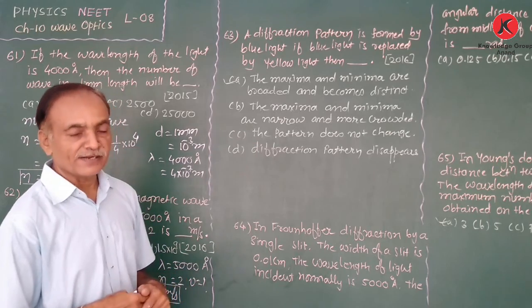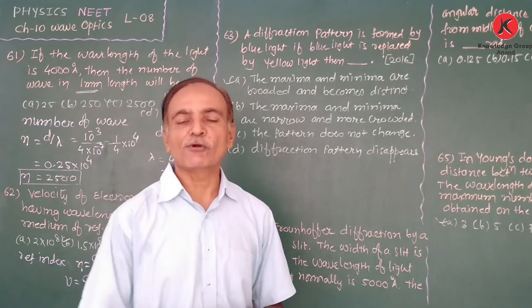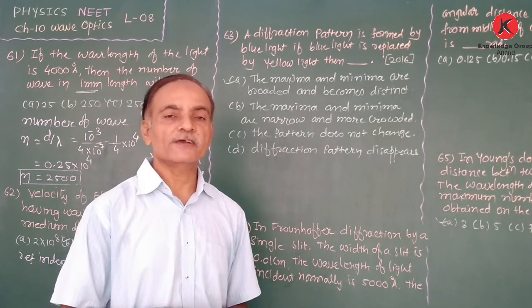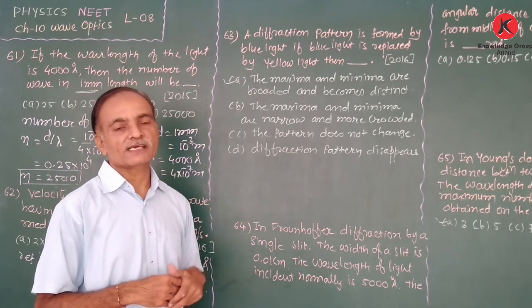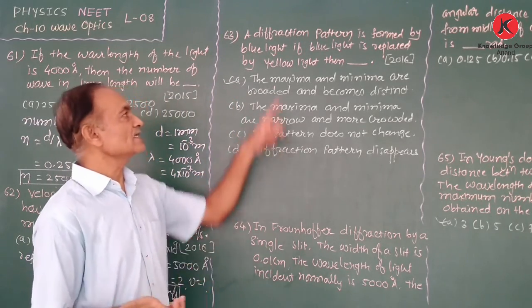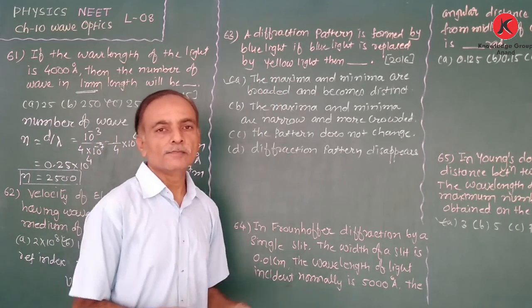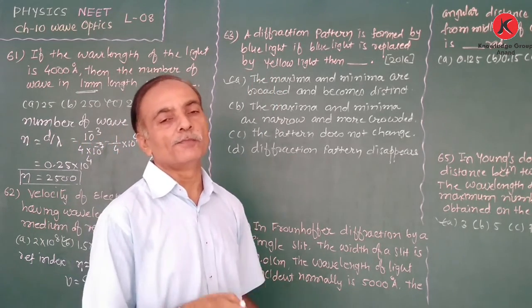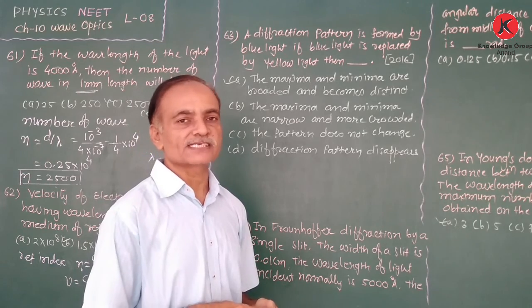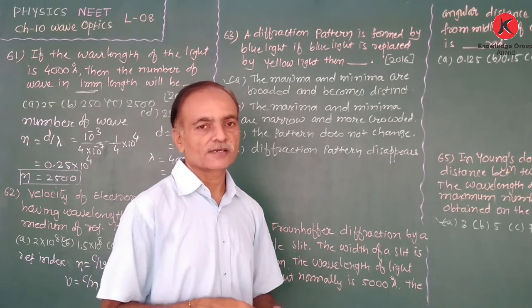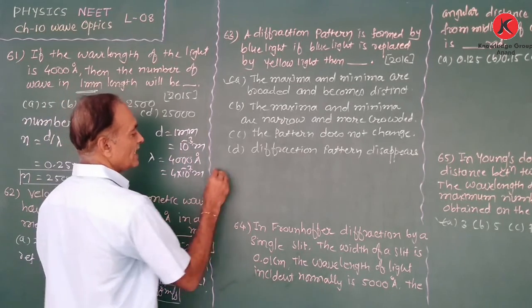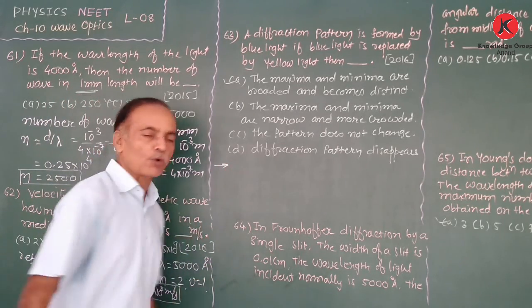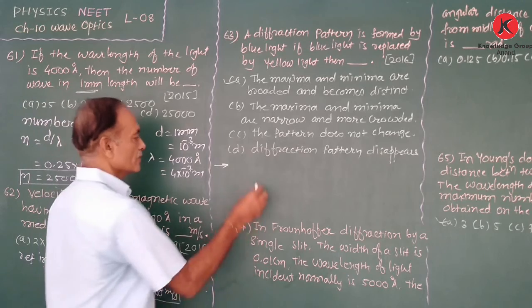C, the pattern does not change. There is no effect on the diffraction fringes. And D, the diffraction pattern disappears. If we change the light from blue to yellow, the diffraction pattern disappears. That is the fourth option. So which option is right? For that purpose, we know that diffraction depends on the lambda upon d ratio.